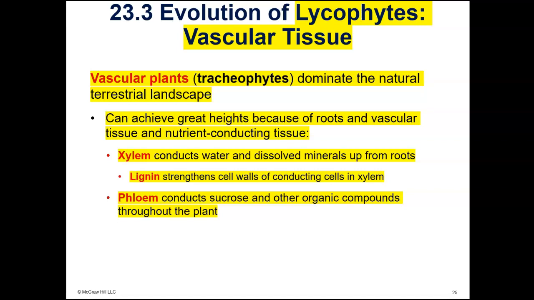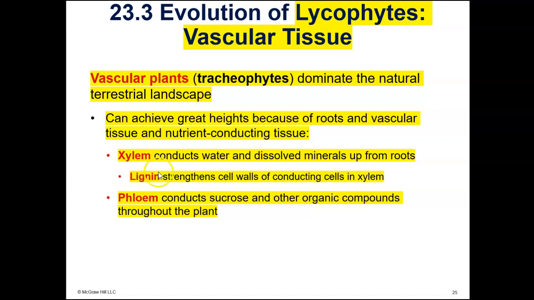This is part 2 of the lecture notes for chapter 23. We are starting with slide 25, and our topic is the lycophytes. We covered the bryophytes, remember. The bryophytes are the mosses, liverworts, and hornworts, and they are non-vascular. So now we are covering the lycophytes and the pteridophytes, which are vascular plants.